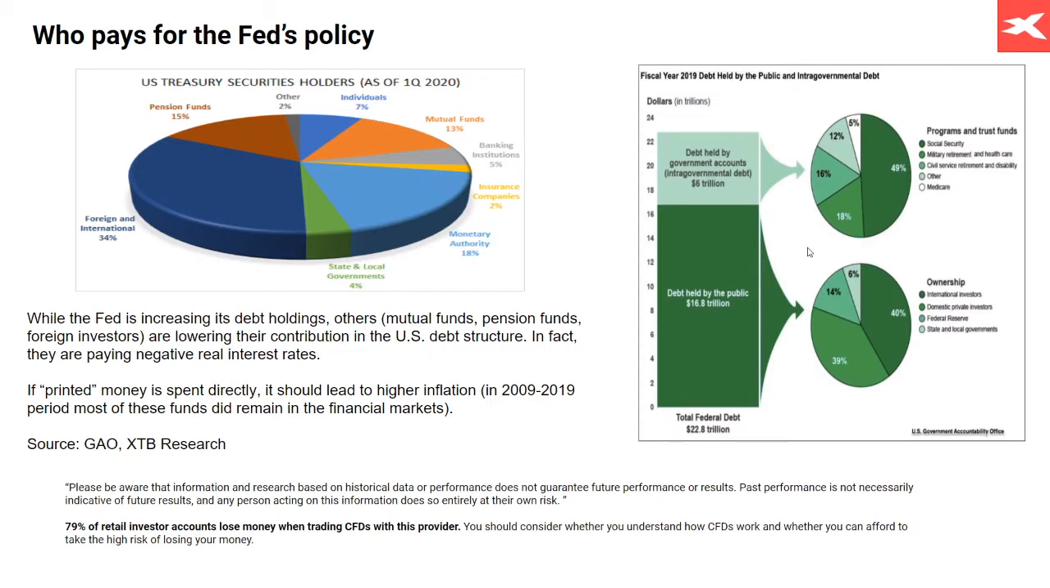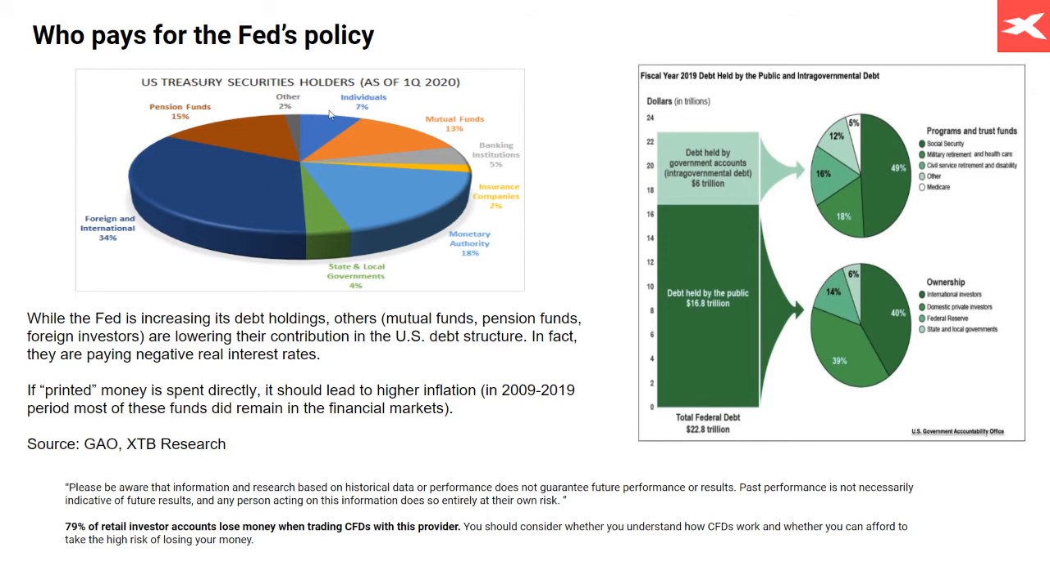Who pays for the Fed's policy? And this is a key issue. While the Fed is increasing its debt holdings, others, such as mutual funds, pension funds, and foreign investors, are lowering their contribution in the US debt structure. In fact, they are paying negative real interest rates. If printed money is spent directly, it should lead to higher inflation. At least in the 2009 to 2019 period, most of these funds did remain in the financial markets.